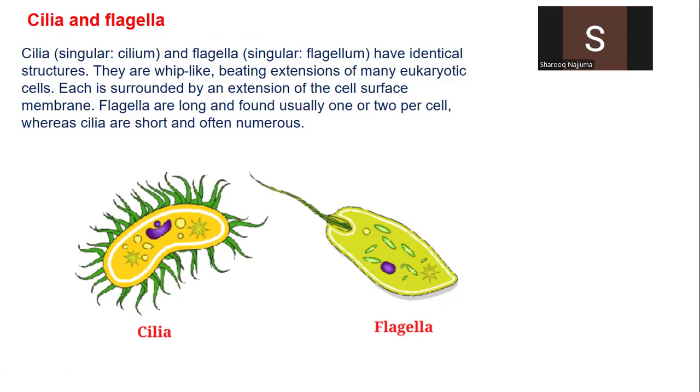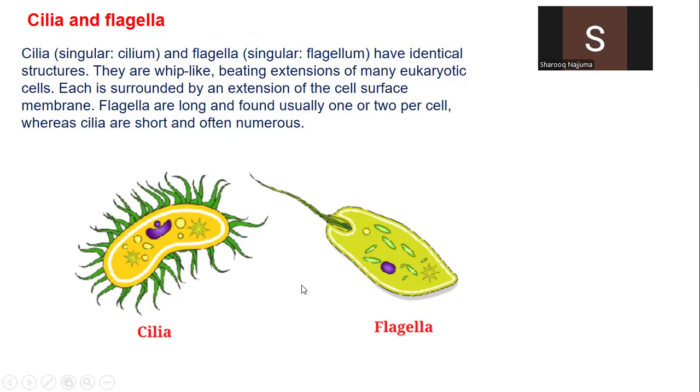Usually, cells that have cilia have many cilia on a cell, but with flagella, you could find some cells that have just one flagellum, or they could even have more, maybe 2. But the flagella are not as numerous as the cilia.